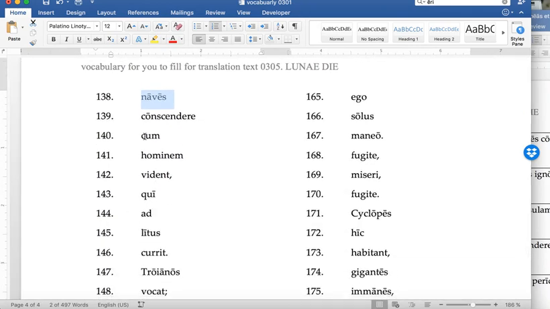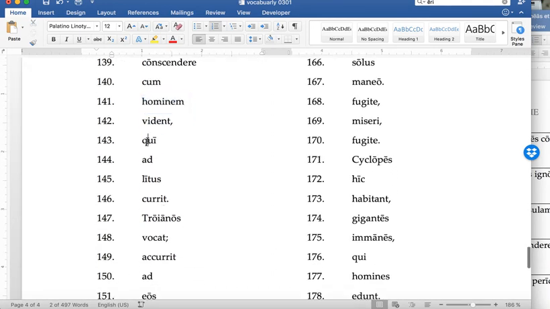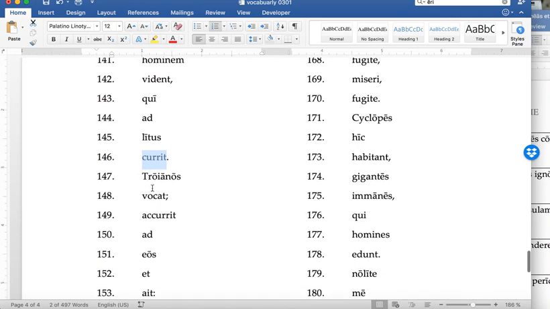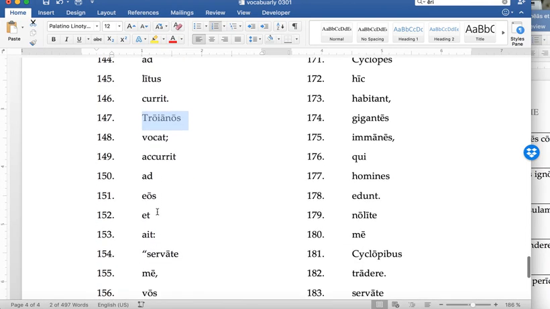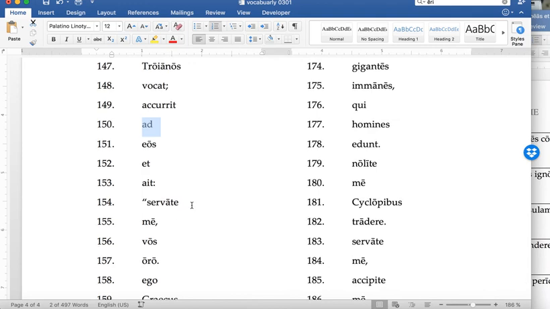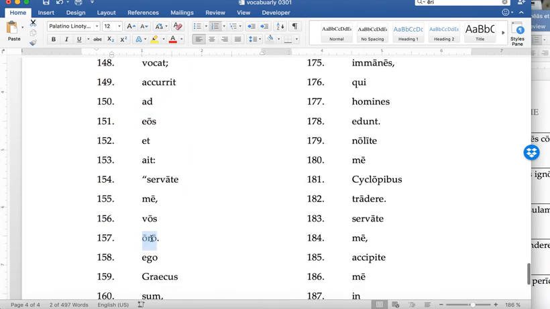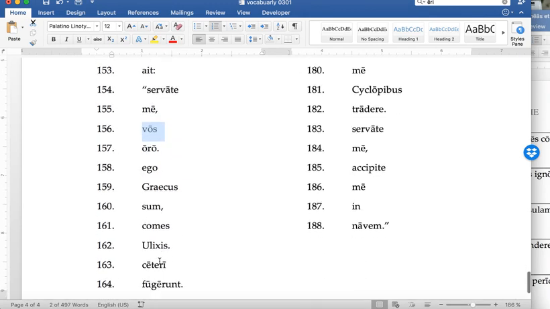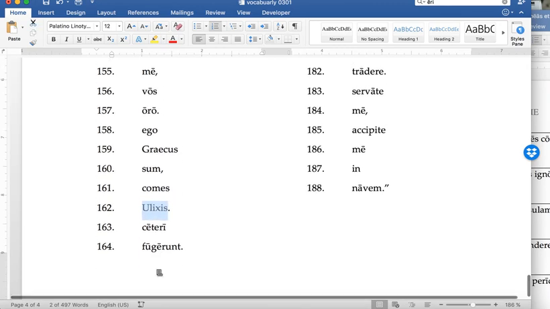When they see a man, qui ad litus currit, who is running to the shore, Troianos vocat, he calls the Trojans. Accurrit ad eos et ait, he runs to them and says, servate me vos oro, keep me safe, that is, save me, I beg you, plural, ego Graecus sum, I am a Greek, comes Ulixis, a comrade of Ulixes, ceteri fugerunt, the rest have fled.